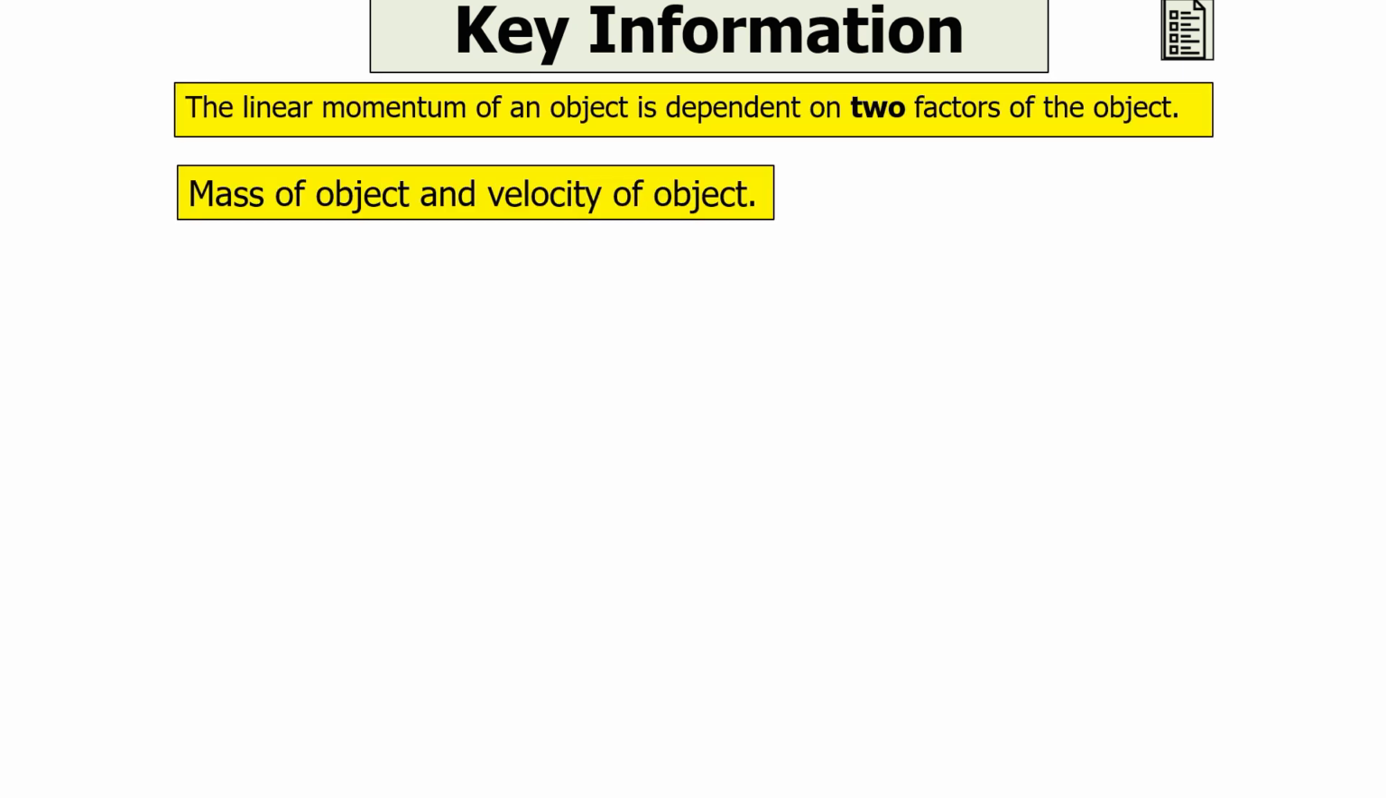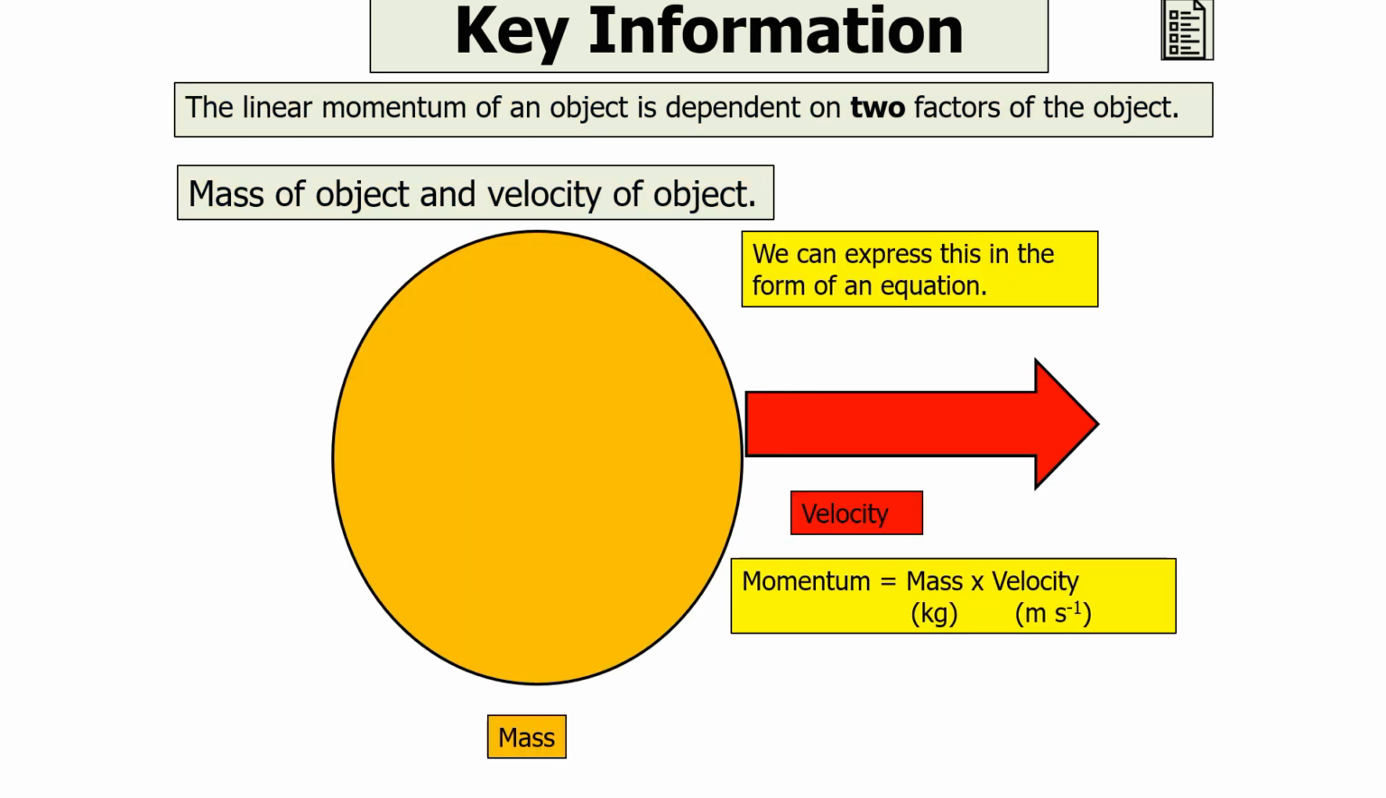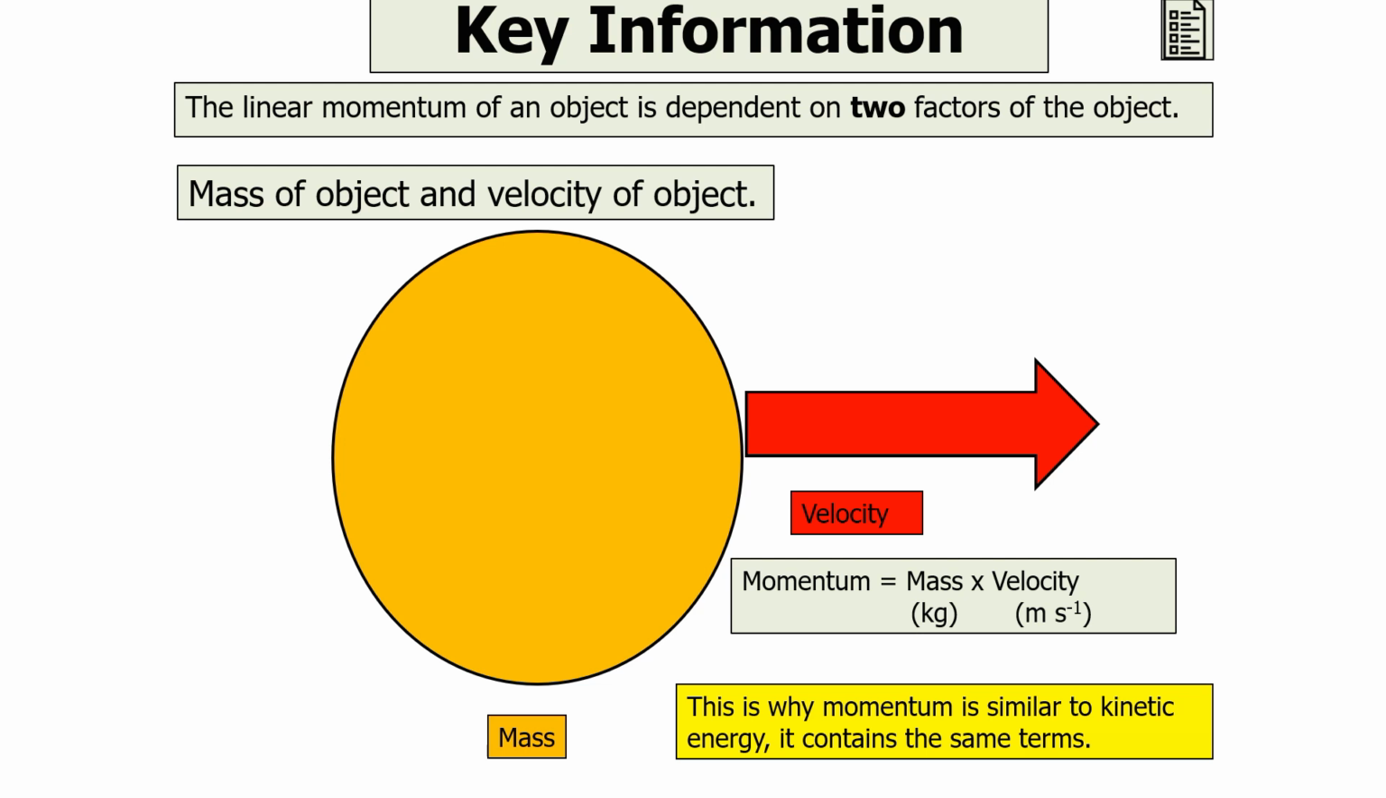Linear momentum of an object is dependent on two factors of the object, the mass of the object and the velocity of the object. Now, we can express this in the form of an equation: momentum is equal to mass times velocity. This is why momentum is similar to kinetic energy. It contains the same terms. Whilst momentum is mass times velocity, kinetic energy is a half times mass times velocity squared.